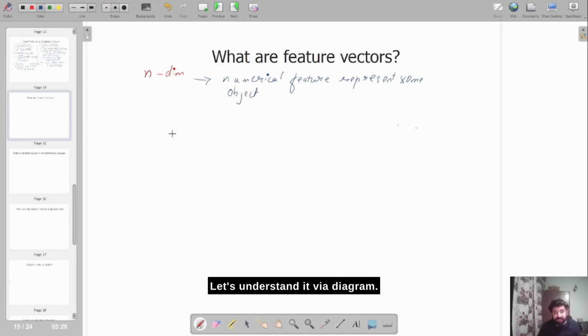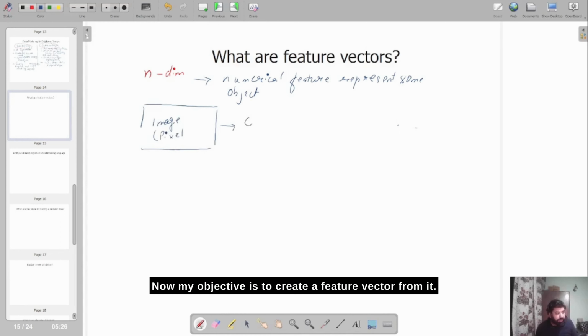Let's understand it via a diagram. Suppose this is an image, and since it's an image, it will involve pixels. Suppose an n pixel image is there. Now my objective is to create a feature vector from it. From our example, this is actually an object for us. Now I'll go further down into it and try to understand what this image comprises.